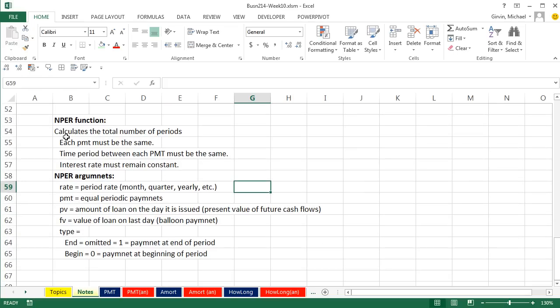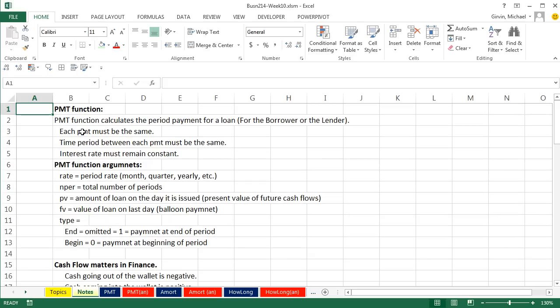And we'll talk about the NPER function. That calculates the total number of periods. For example, we'll use it to calculate how many periods or how many months it will take us to pay off our credit card.